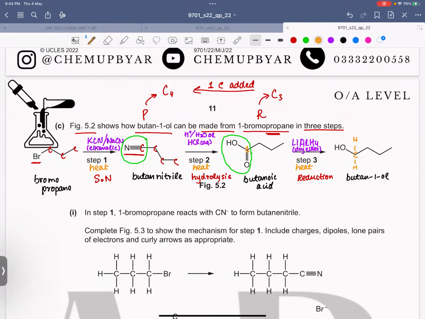That complete and incomplete is for oxidation, right? No, that is for oxidation. Oh yes, sorry.